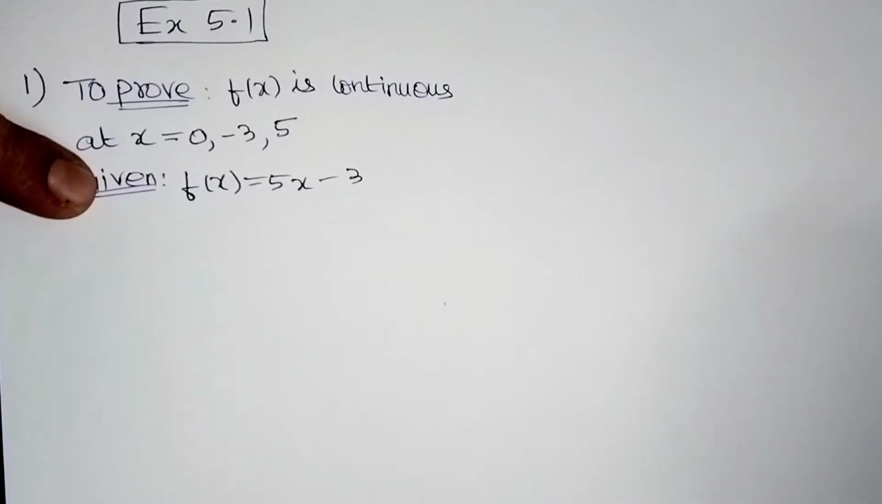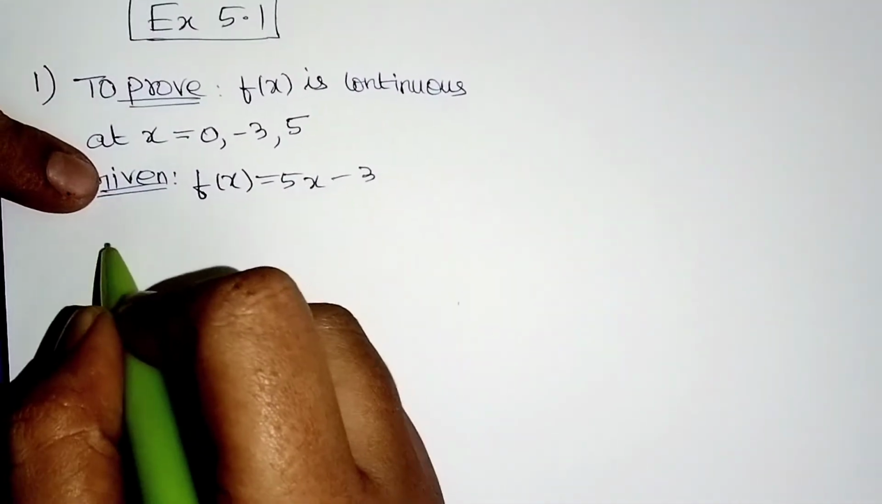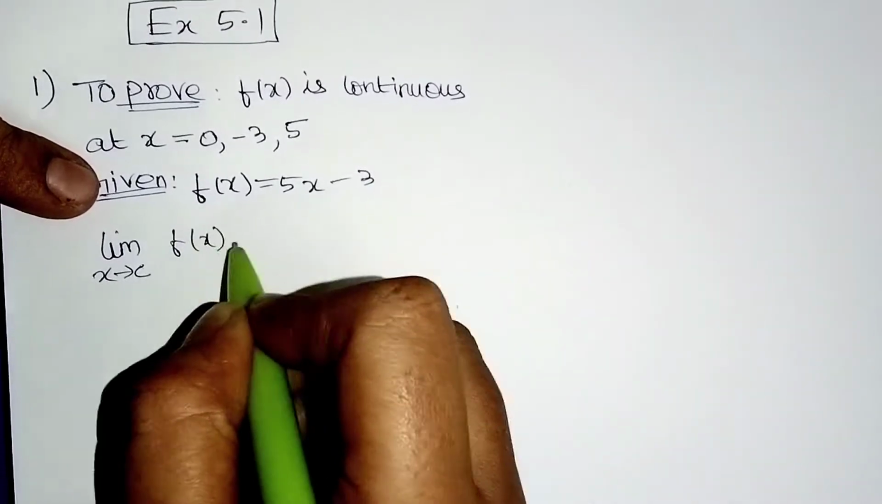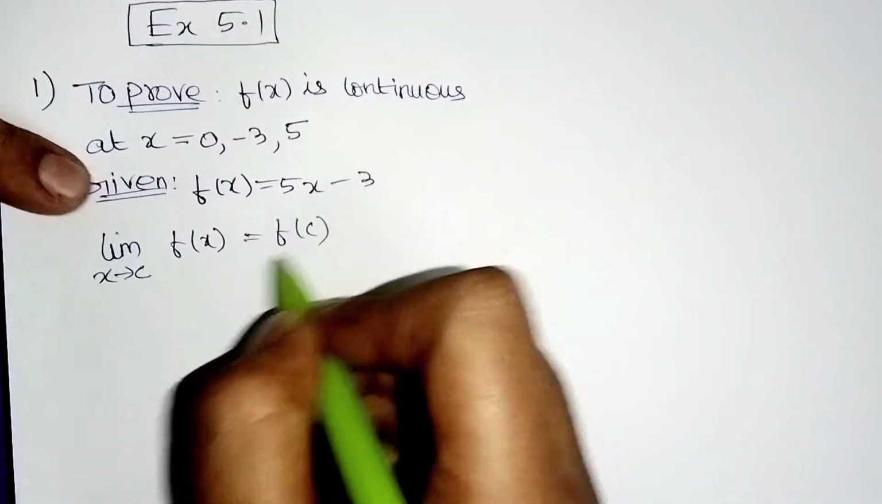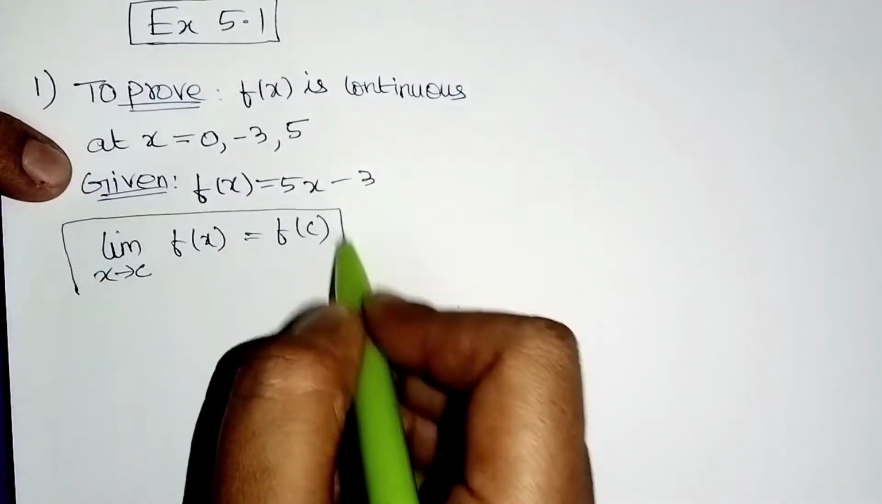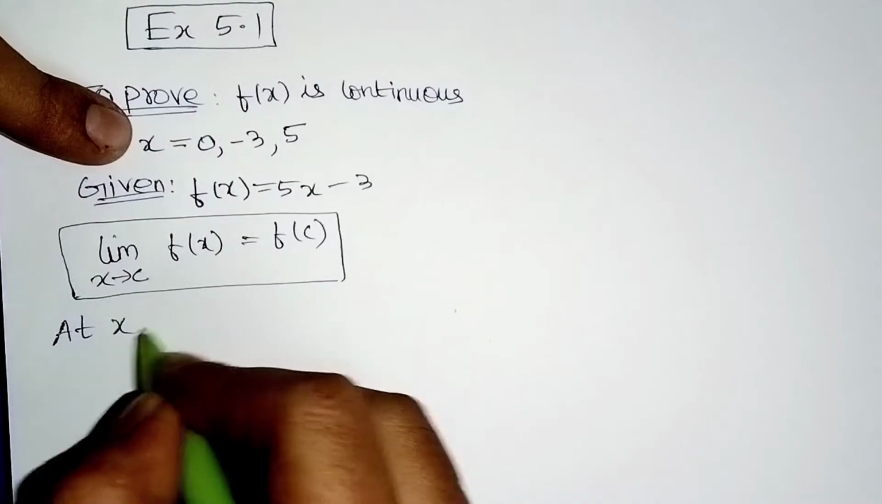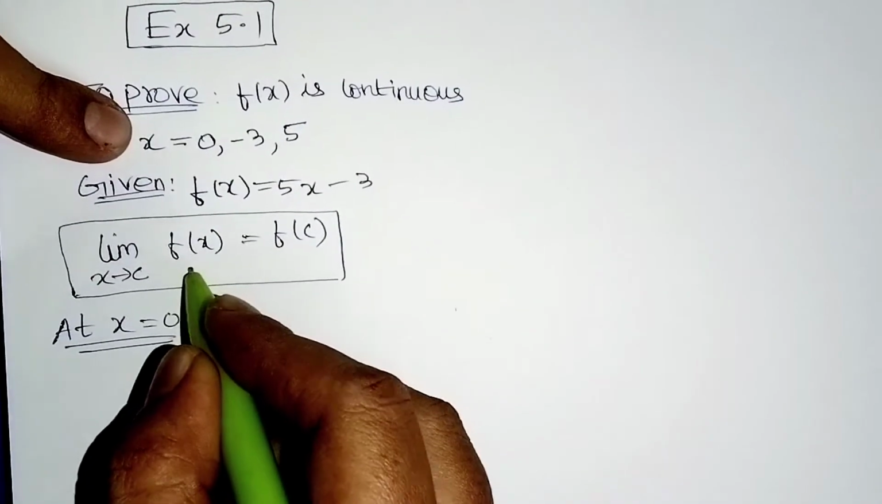For proving continuity we should know the property that limit x tends to c of f(x) equals f(c). This is the definition or the property we should know for proving a continuous function. We will start with x = 0. We will do the LHS first.